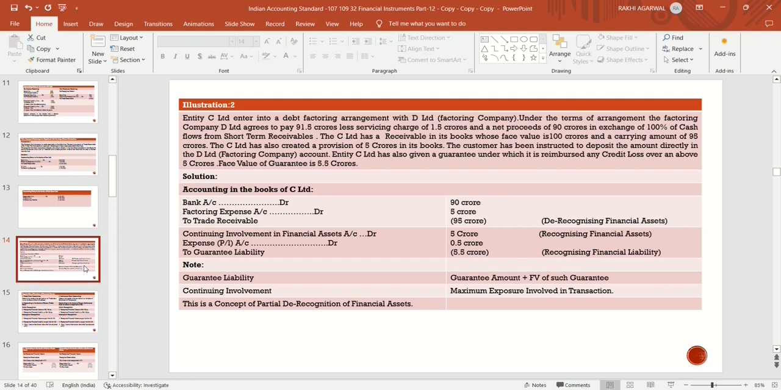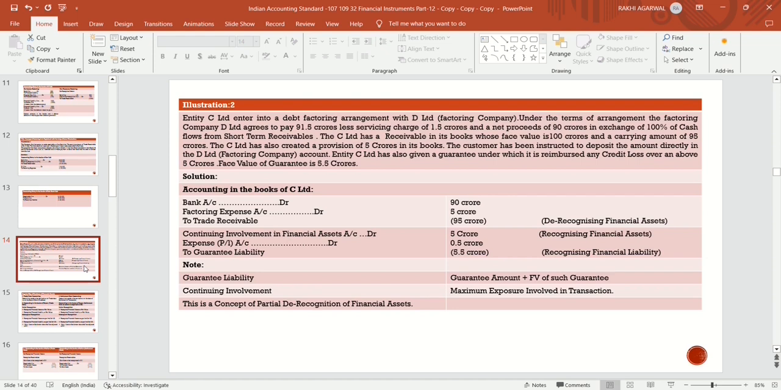So in this case, entity D Limited is a factoring company which has taken a trade receivable of 95 crores from entity C Limited and given a net proceed of 90 crores, and entity C is also making a provision of 5 crores, and the guarantee is given so that if any amount is more than 5 crores, then it will be reimbursed. So entity C has also given a guarantee under which it reimburses any credit loss over and above 5 crores, and the face value of that guarantee is 5.5 crores.